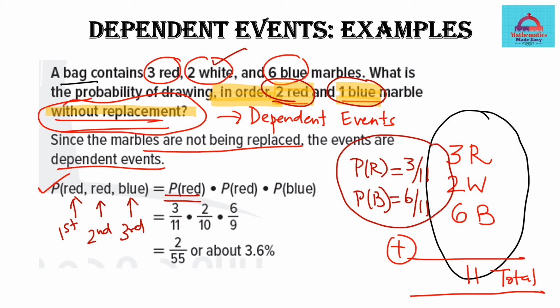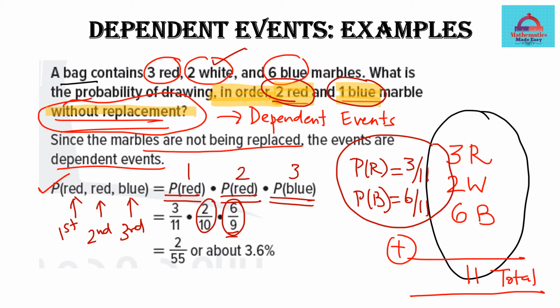Now, once that red ball is removed, we know the sample space will get reduced. The total number of balls left will be 10, and one red is removed, so it will be 2. So for the second draw, the probability of getting a red will be 2 divided by 10. Okay, first red is done. Now in the third draw, you need blue. Once you come to the third draw, you've already reduced your sample space. You've already removed 2 marbles, so the total will be 9. It is again reduced. And out of those 9, you have 6 options for blue to come. So in the third draw, the probability for blue will be 6 over 9.